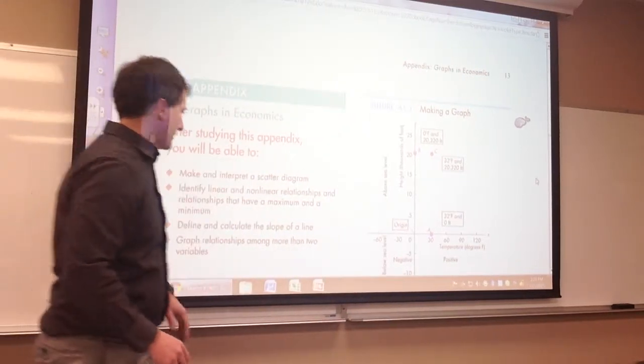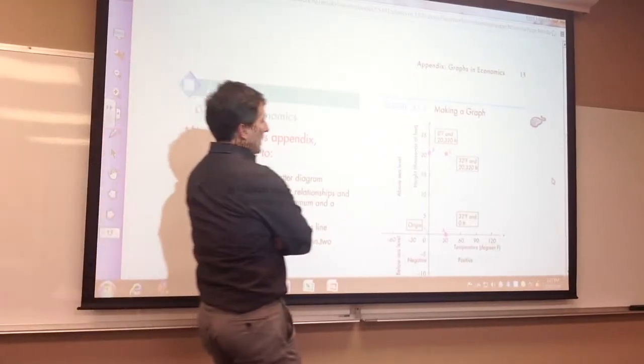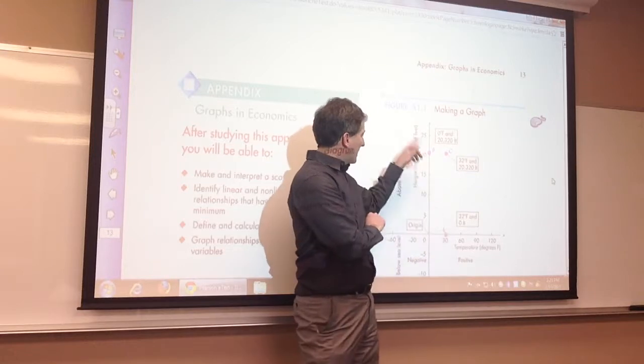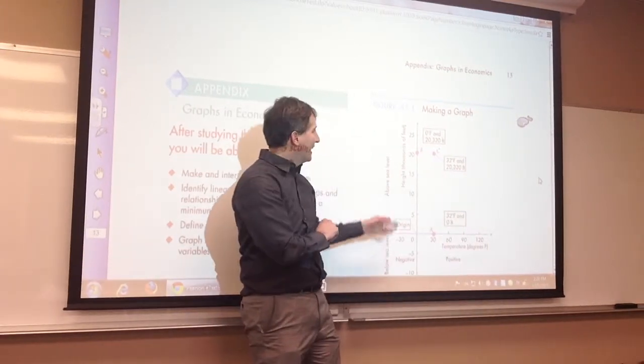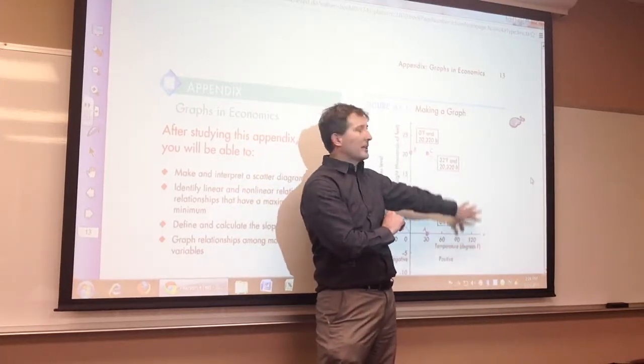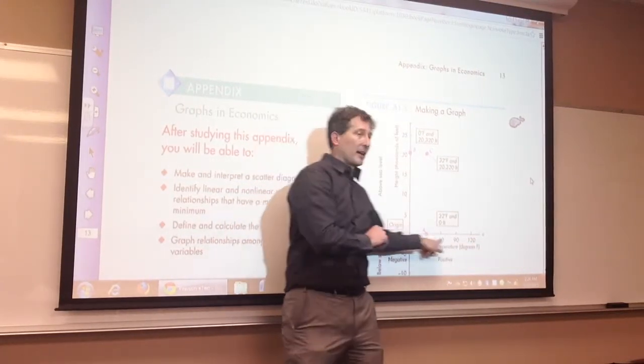All right, so basics of graphing. In math class, you've got the quadrants, right? Where you had quadrant, what was it, 1, 2, 3, 4, right? And so in econ class, we generally are in quadrant 2 because we're talking about positive things.